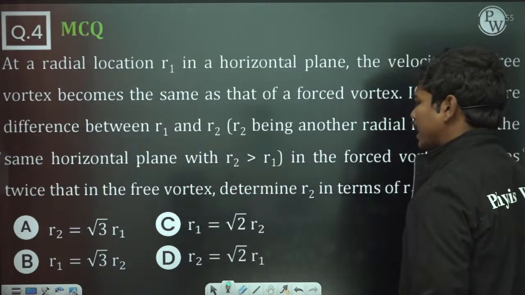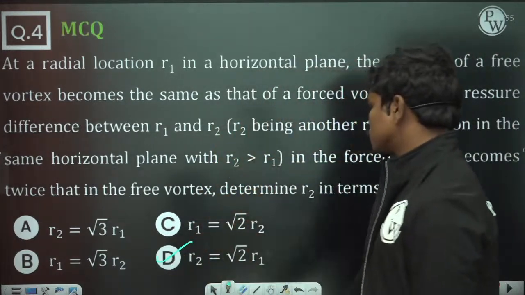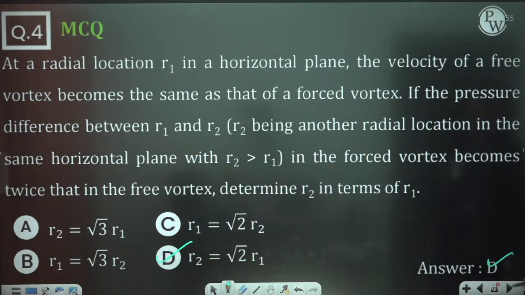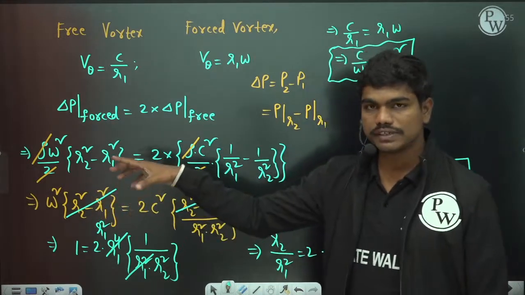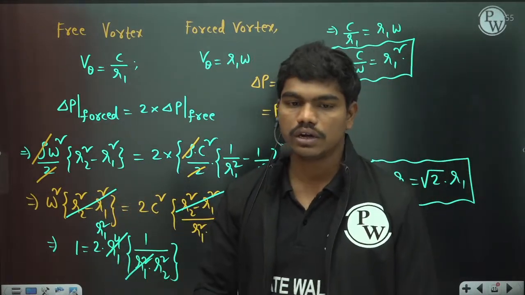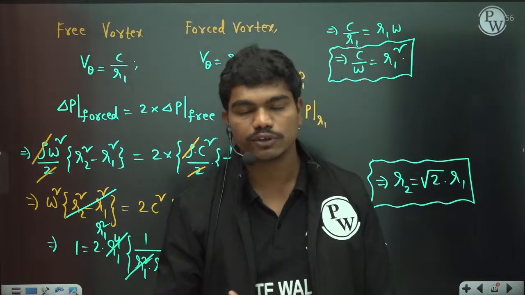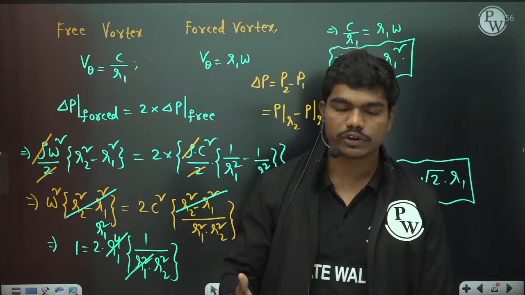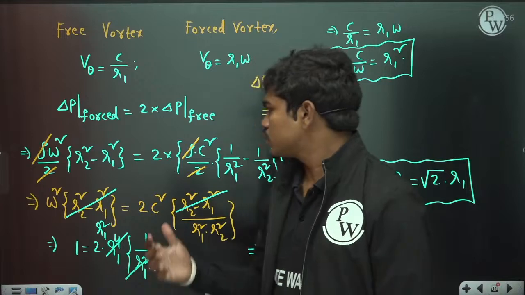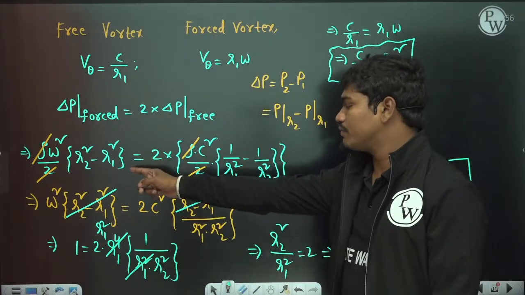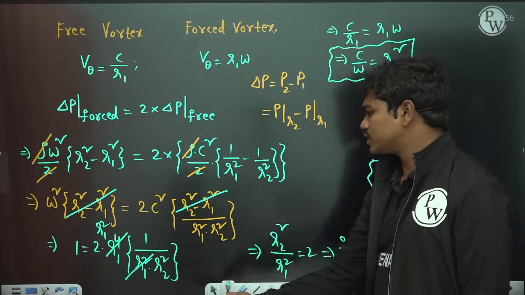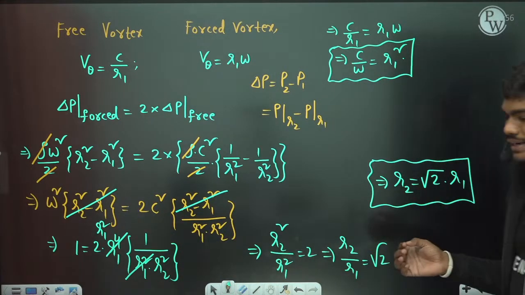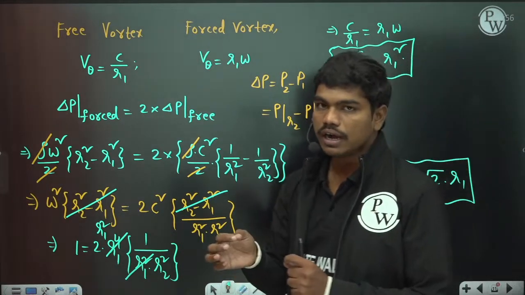So this is how we have it: R2 squared equals root 2 times R1 is the correct answer here. You might have seen this delta P, the pressure difference, in free vortex and forced vortex for different things. Basically, when people talk about vortex flows in comprehensive courses, you have definitely gone through this. So this is how we calculate delta P forced, and this is delta P free, and some mathematical simplification easily gives you the relation for the radial location R2.